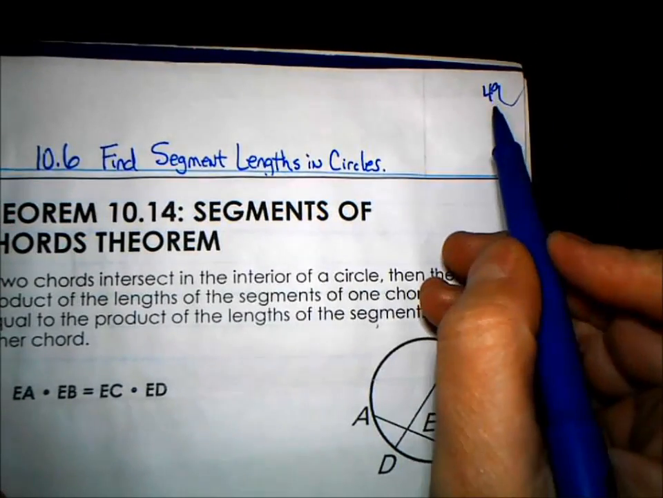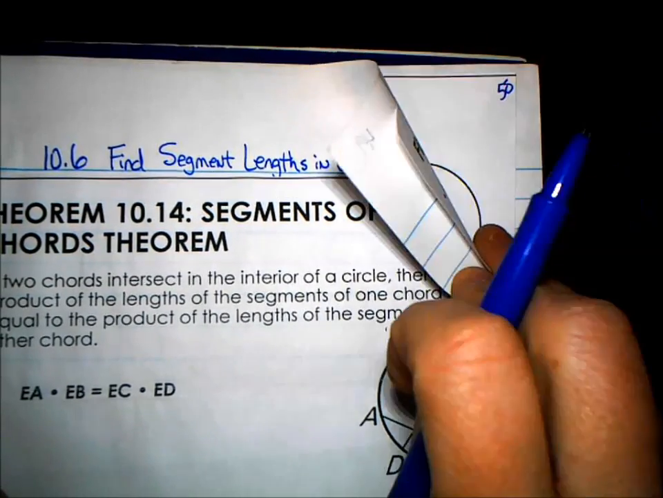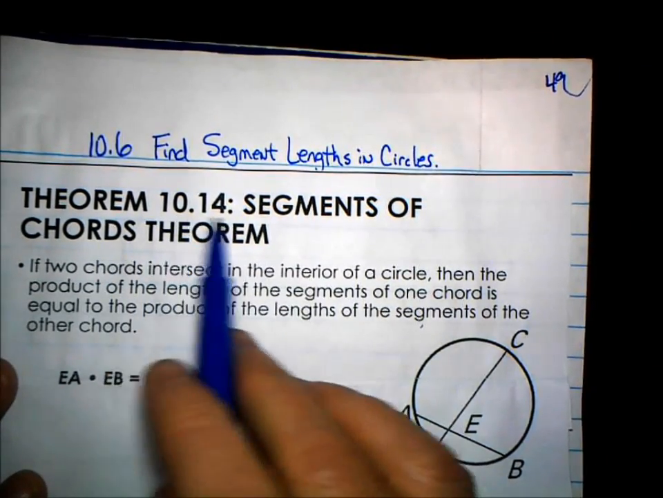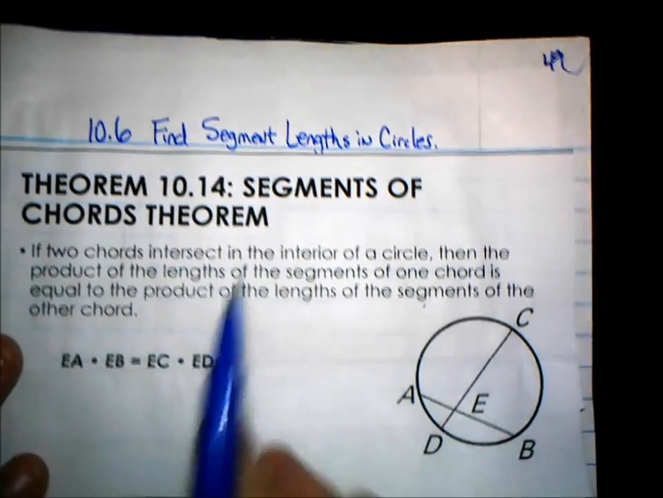It says find segment lengths in circles. Page 49, page 50 is what we're going to have. 49 and 50. Theorem 10.14, segment chords theorem.